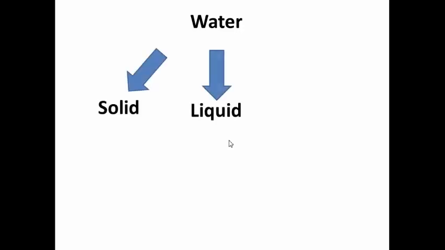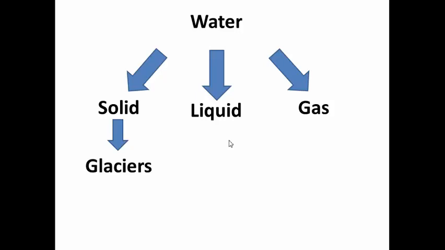But here, water is a unique liquid in our world. It can be found in three states or three forms. It can be found as solid, liquid, or gas. So here, give me some examples of solid water. We have glaciers and ice caps.